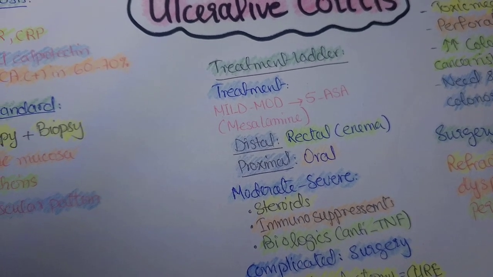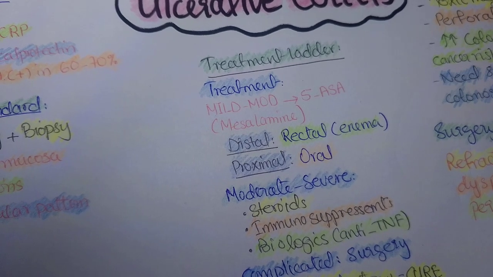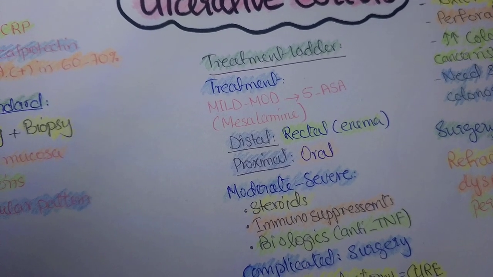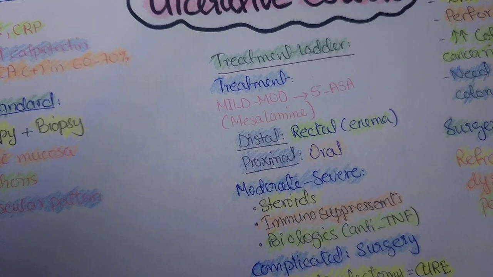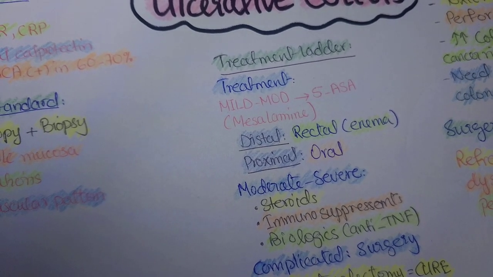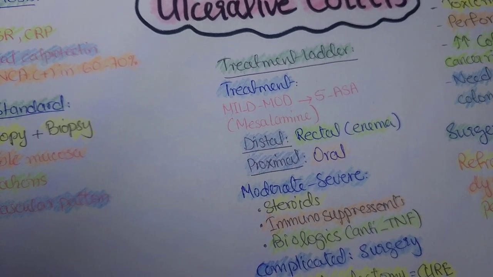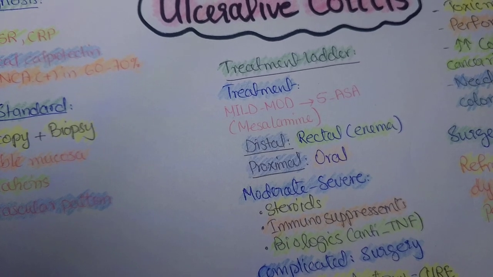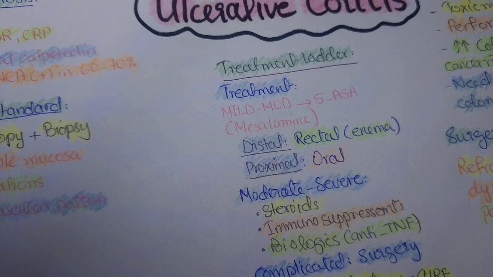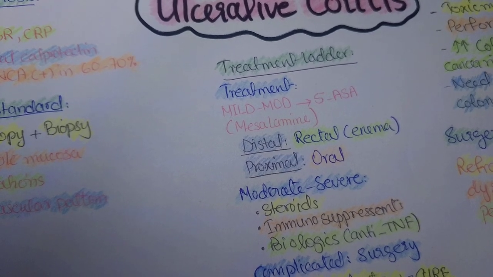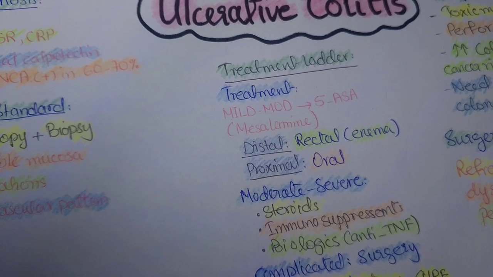If that fails, we step up to corticosteroids like prednisone. These work fast for acute flares, but are only for short-term use, so never for maintenance due to side effects. For steroid-dependent or refractory cases, we use immunosuppressants like azathioprine.